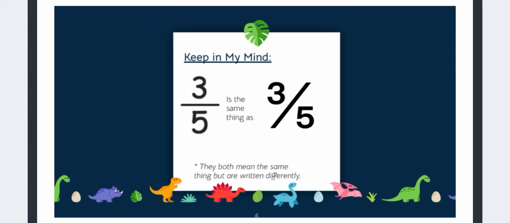Let's remember to keep in mind that fractions can be written in two different ways. For example, the numerator and denominator can be separated with a horizontal line, and it can also be written where the numerator and denominator are separated with a forward slash. They both mean the same thing but are written differently.